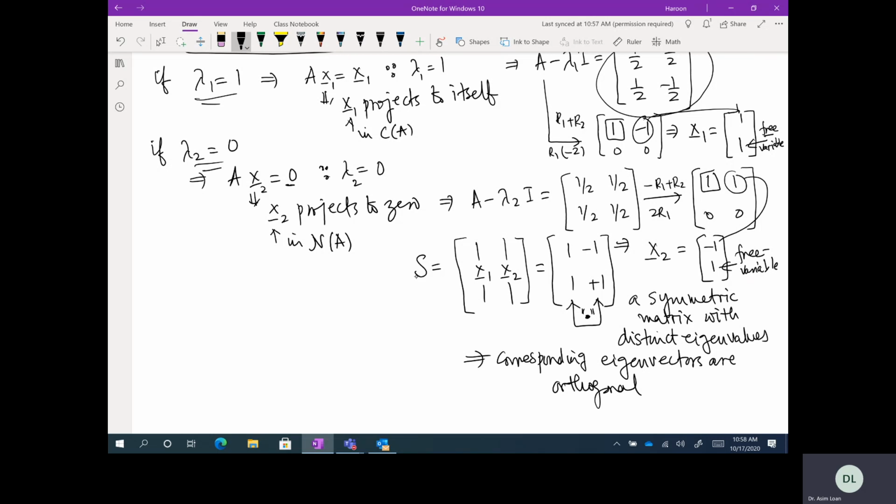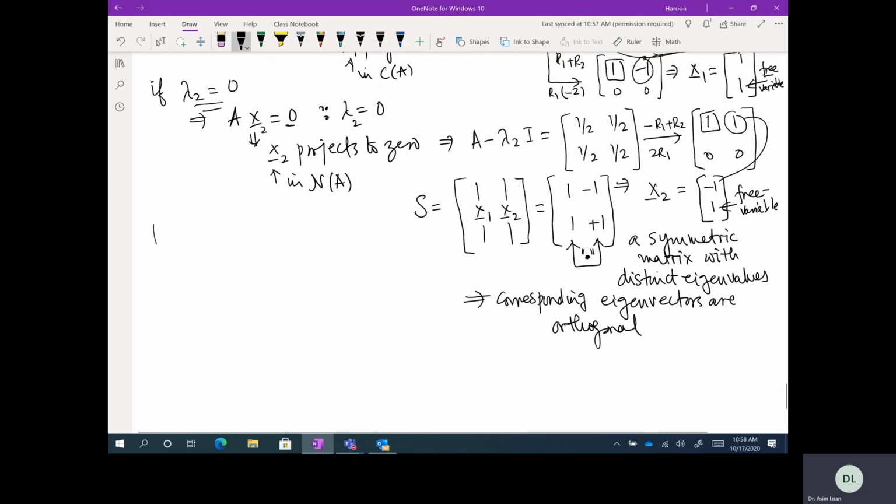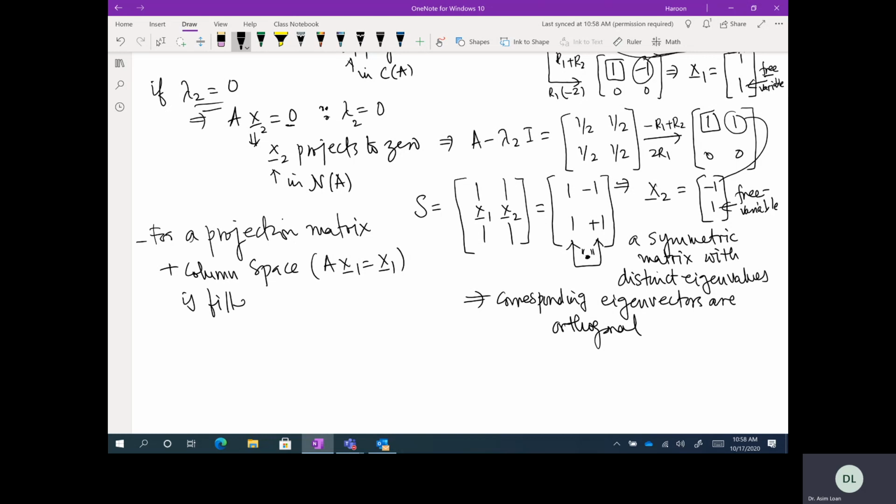I can easily make them orthonormal by dividing by their length. And if I do that, then this S becomes an orthogonal matrix, by the way, because it's a square matrix and has columns which are orthonormal. So the column space for a projection matrix, which is Ax1 equals x1, is filled with eigenvectors.